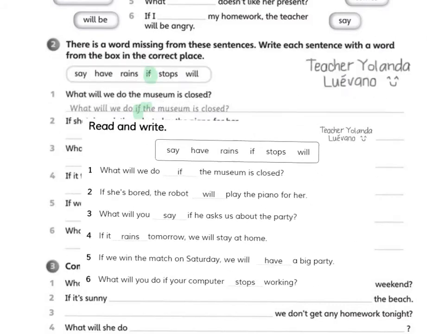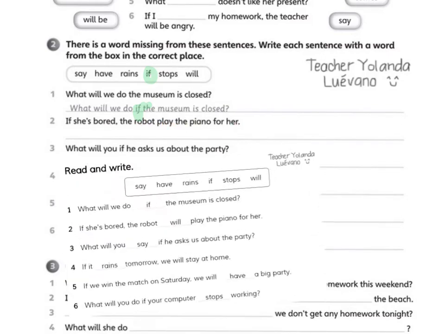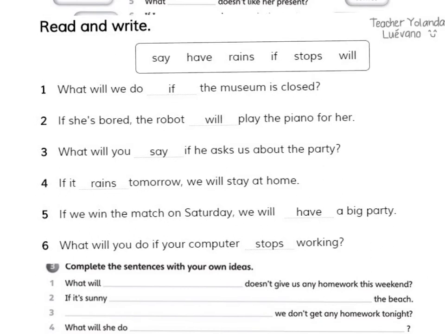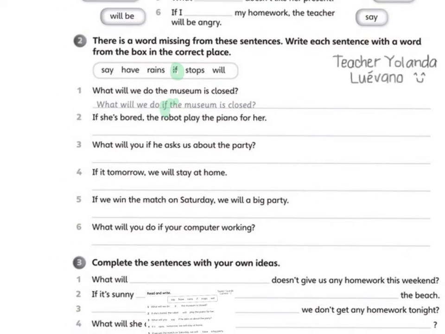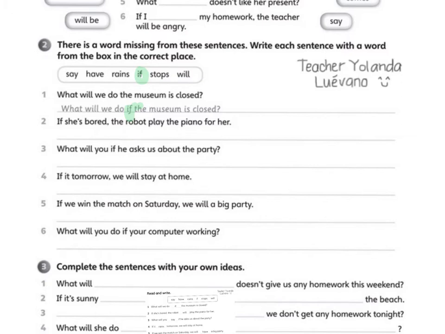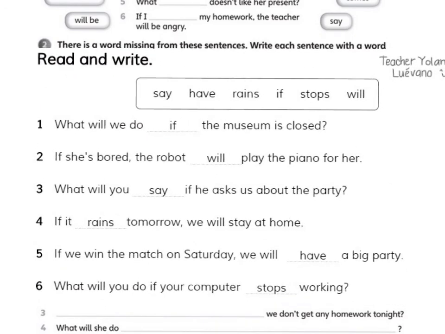Now let's pay attention to the previous one here. It says, if she's bored, the robot play the piano for her. What's the extra word that we need? If she's bored, the robot will play the piano for her. Next one, it says, what will you do if he asks us about the party? And the next one is, what will you say if he asks us about the party?